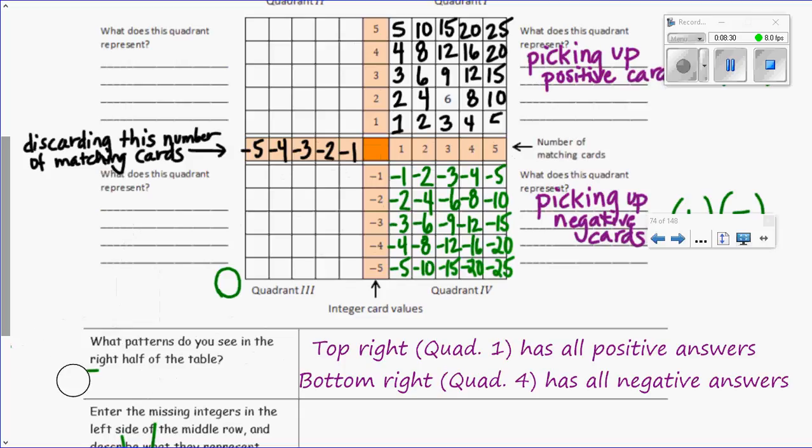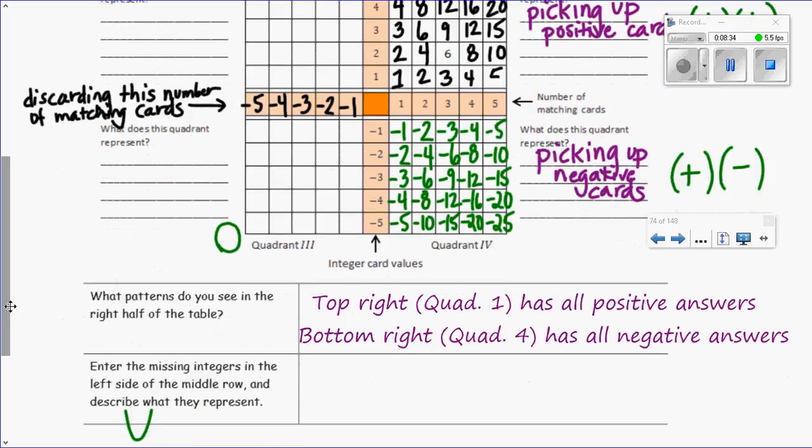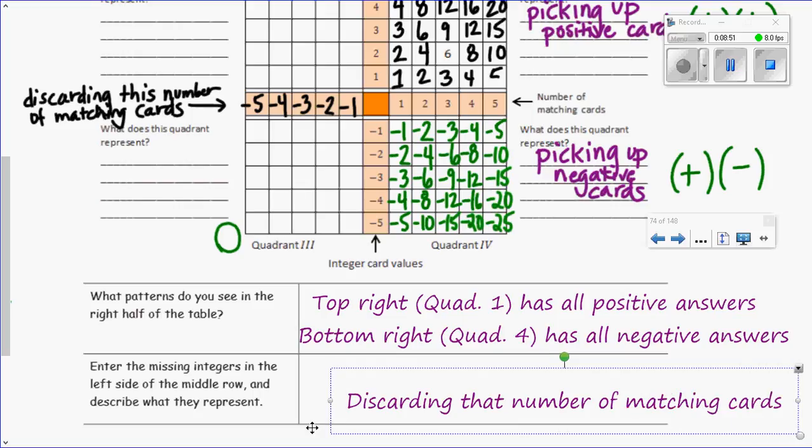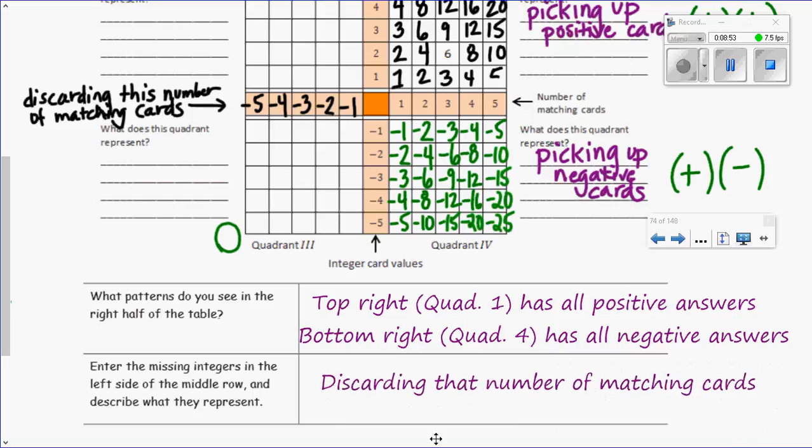Okay, so for the next question, we want to know what that describes, and we basically just said it. So it's discarding this number of matching cards. We can write that in right there. Discarding that number of matching cards. Okay, so now we're going to move on, and it's going to say to complete quadrant 2 of the table. So let's look at quadrant 2.